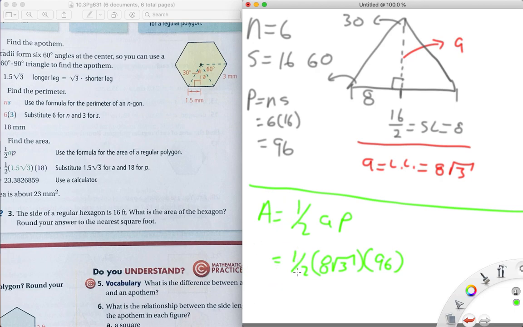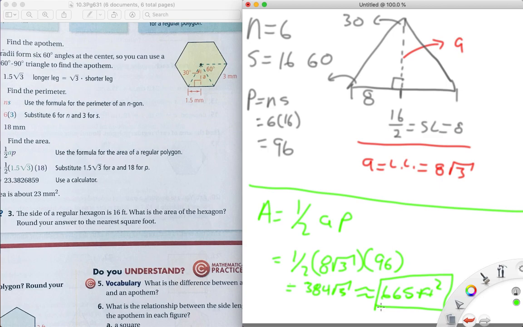Which gives me 384 times the square root of 3, which is approximately 665. They want it rounded to the nearest square foot. 665 feet squared.